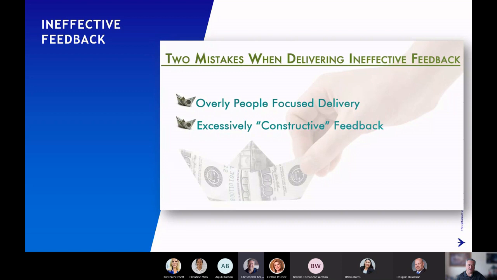If you see on the screen right now, the two mistakes that people make when delivering ineffective feedback, they're either too people focused or they're excessively constructive, right? The too people focused, I think, goes into that feedback sandwich we talked about, right? Or the if you have nothing nice to say, don't say it at all type of thing. The excessively constructive feedback, when that's all you hear, then eventually you start to drown it out.